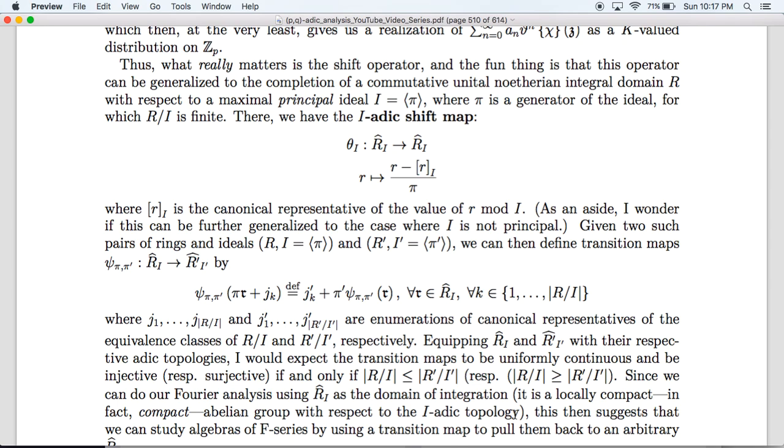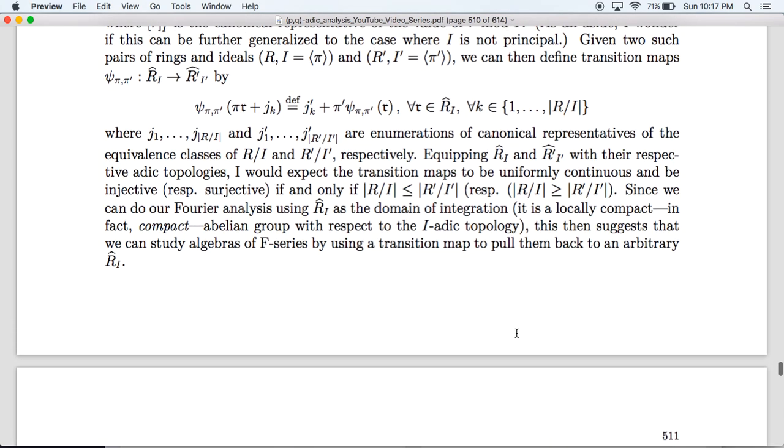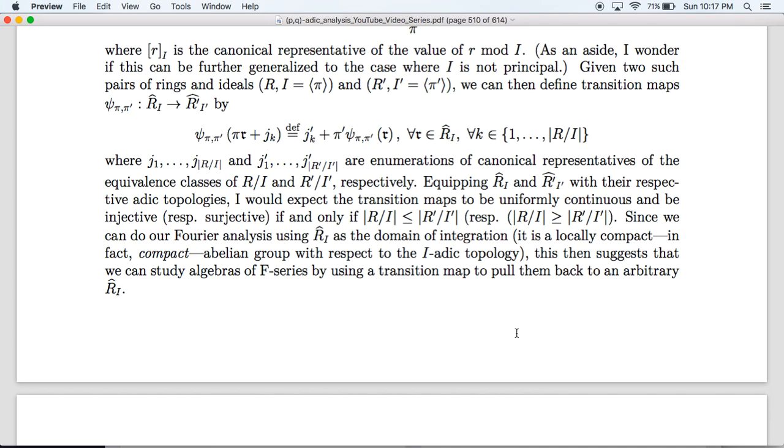In fact, since these completions are locally compact, in fact compact abelian groups, we can then do our Fourier analysis, and it basically works verbatim. And so this suggests that we can study algebras of F-series by using a transition map to pull them back to an arbitrary R_I hat. So this is getting pretty broad, and it may perhaps even be almost functorial. And I would be really interested if someone much cleverer than I could see what could be done by studying F-series from this perspective.